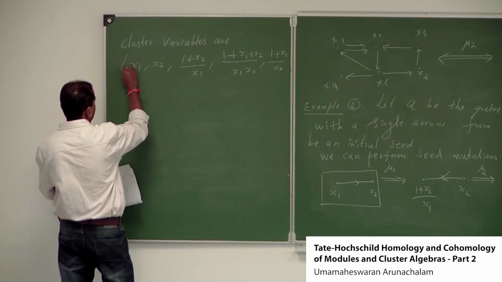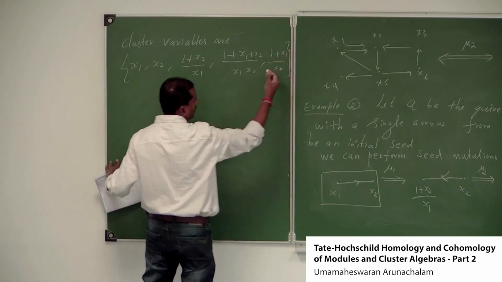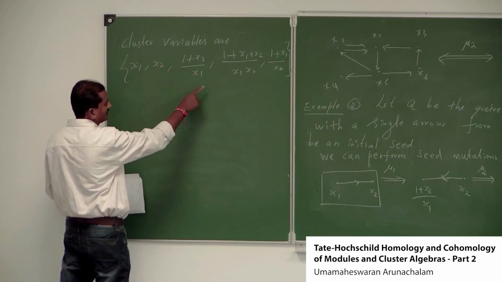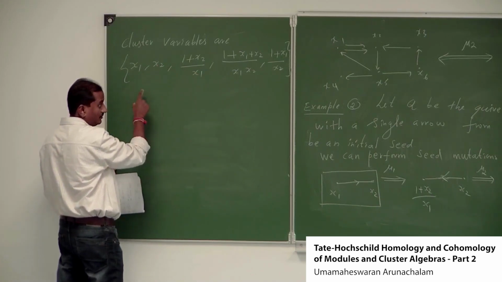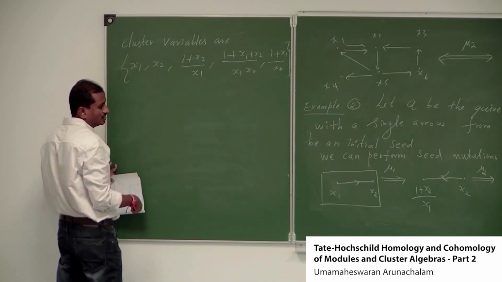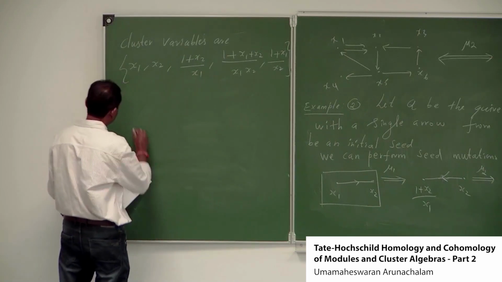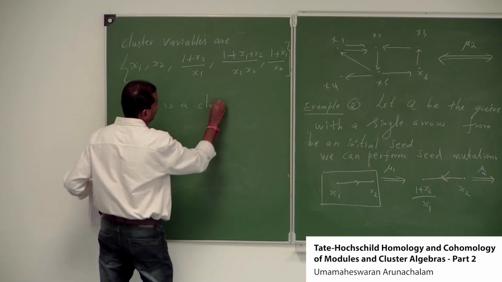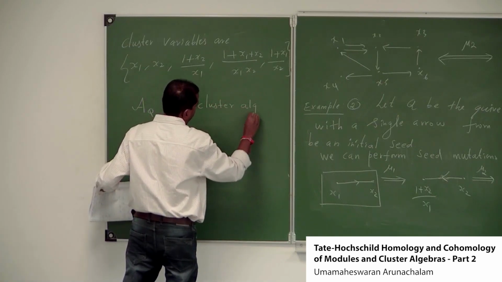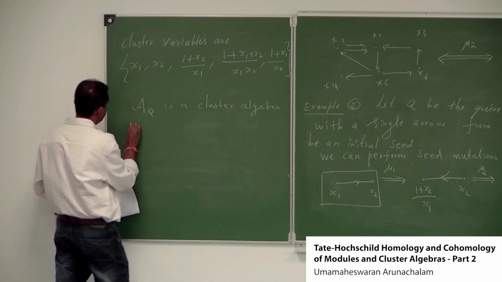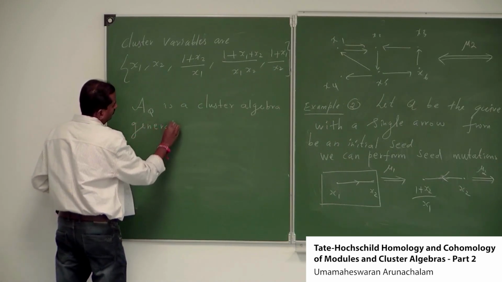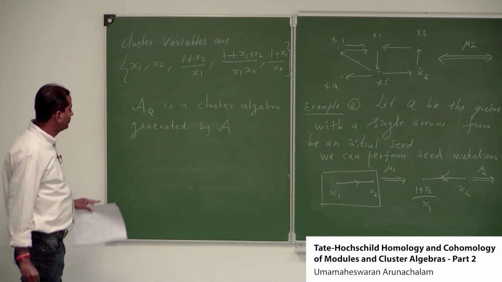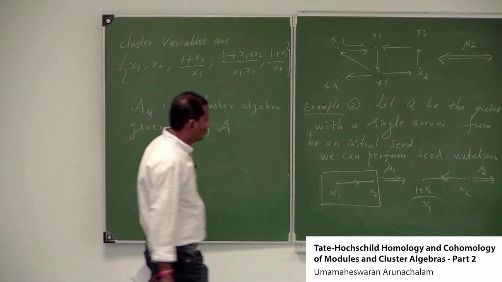This set will generate an algebra. That algebra is called the cluster algebra. This is a generating set. These are cluster variables. From this set we will get an algebra. A is a cluster algebra generated by A. So here we have two variables.